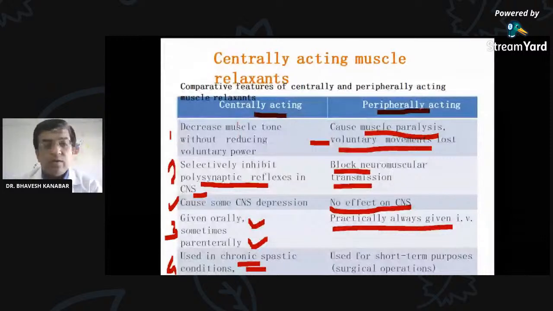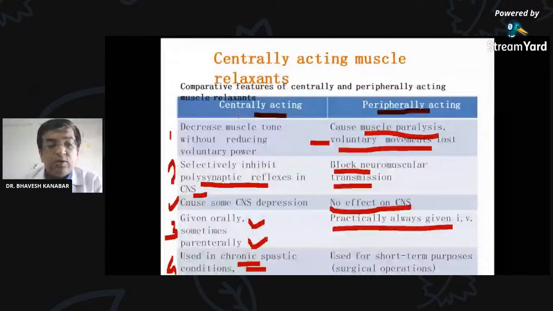Centrally acting muscle relaxants decrease muscle tone without reducing muscle power. Peripherally acting ones cause muscle paralysis, and muscle movement is also lost. Muscle power is lost. Centrally acting selectively inhibit the polysynaptic reflex in the CNS, while peripherally acting block neurotransmission. Centrally acting are acting on the CNS, so they are inhibiting the polysynaptic reflex in the CNS.